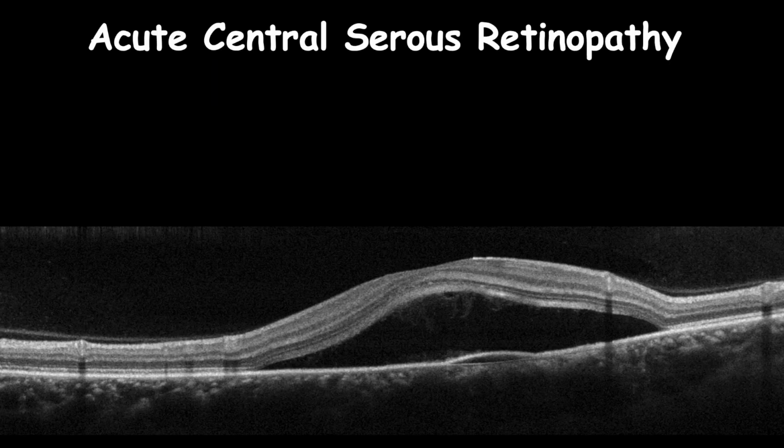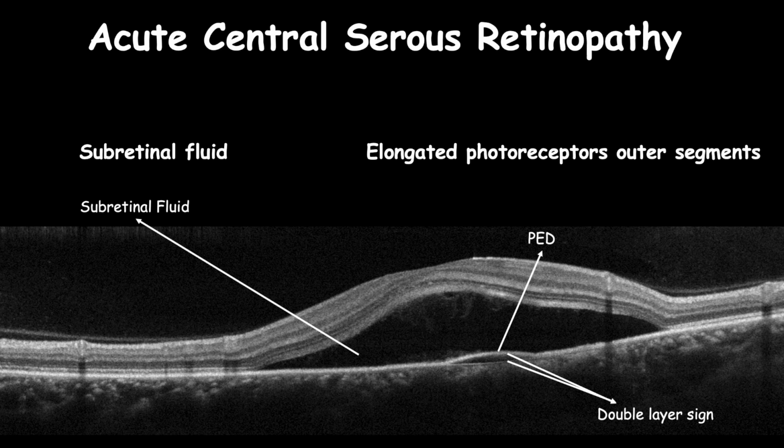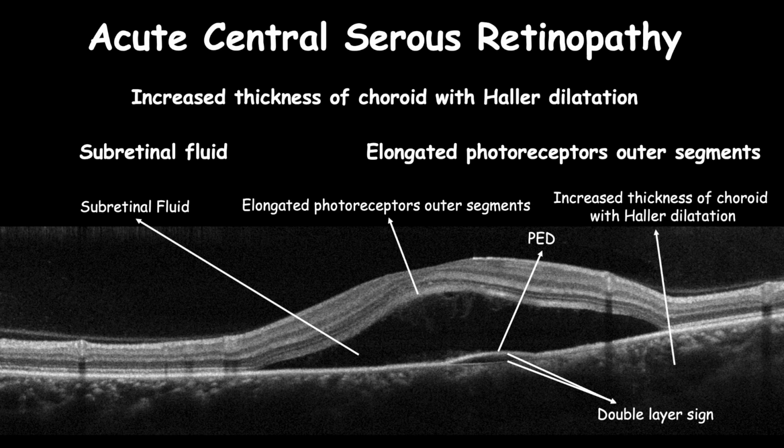On OCT, it shows central subretinal fluid with PED and visible Bruch's membrane featuring a double-layered sign, along with elongation of the photoreceptor outer segments, and increased thickness of the choroid and dilated vessels.